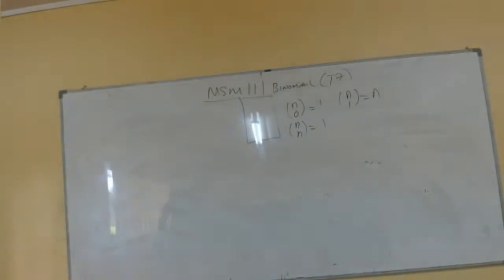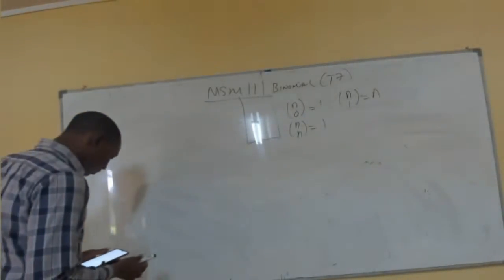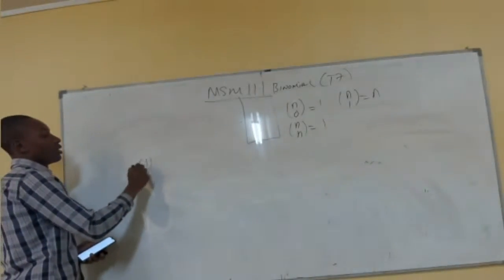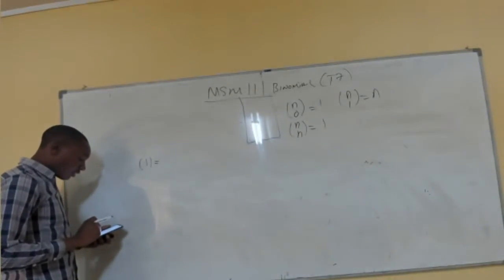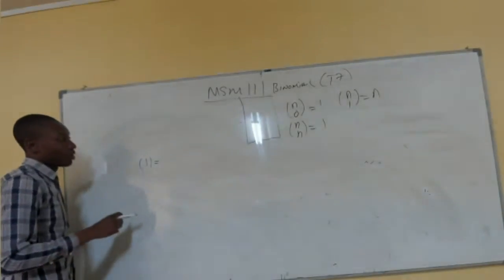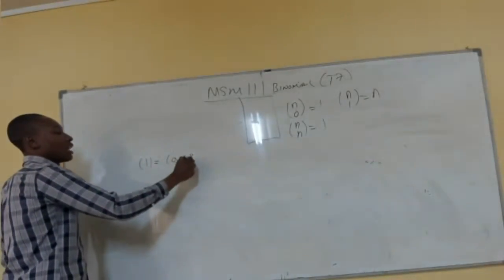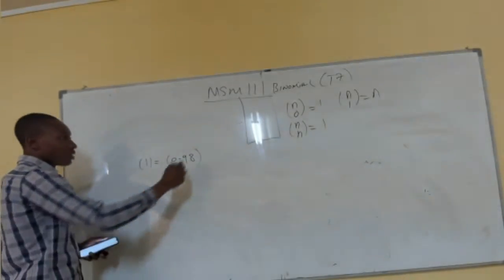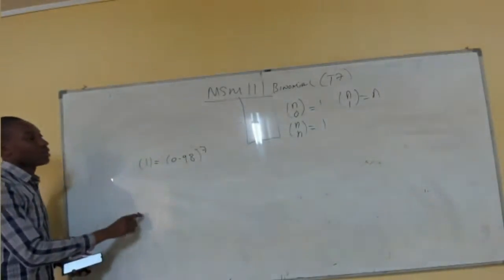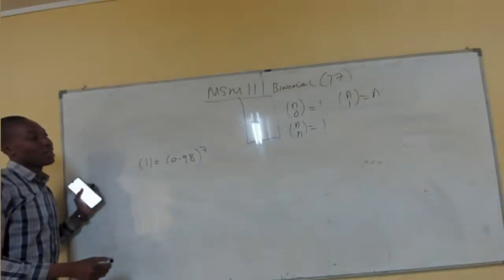Okay, so we now have question 5. I did a similar question on question 5. We start with part 1. Determine the value of each of the following correct to 5 significant figures using the binomial theorem. So we have 0.98 to the power 7. Alright, so 0.98 to the power 7.